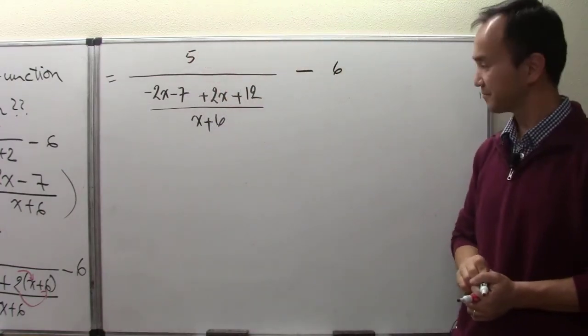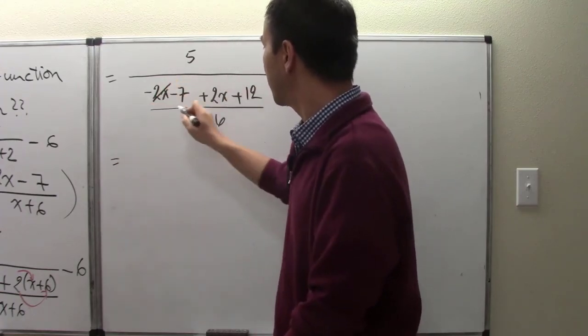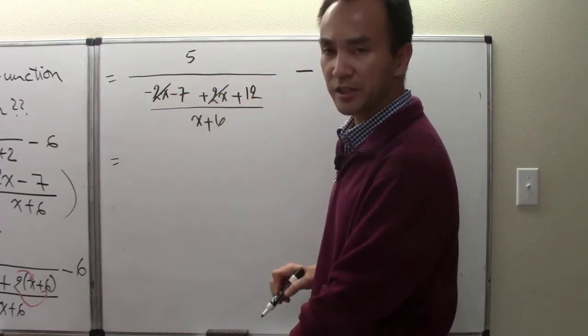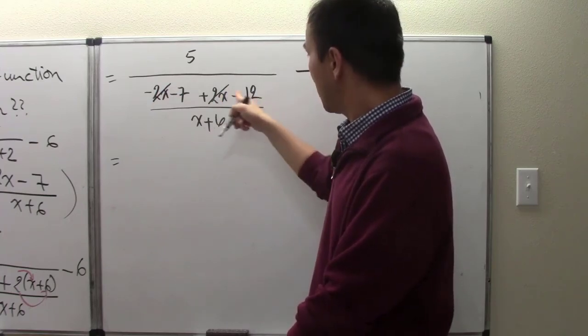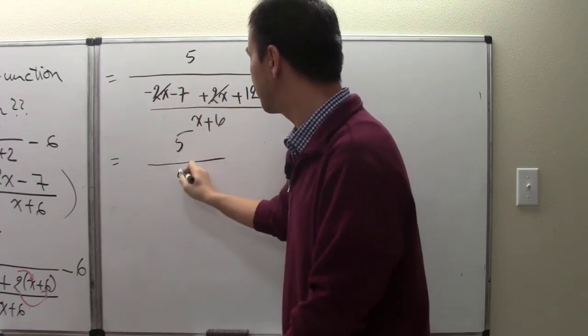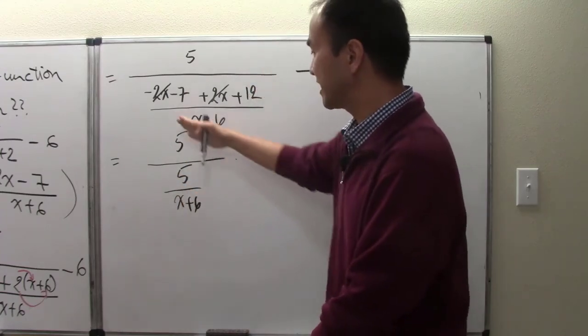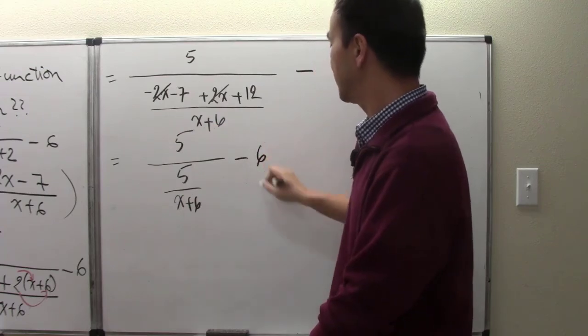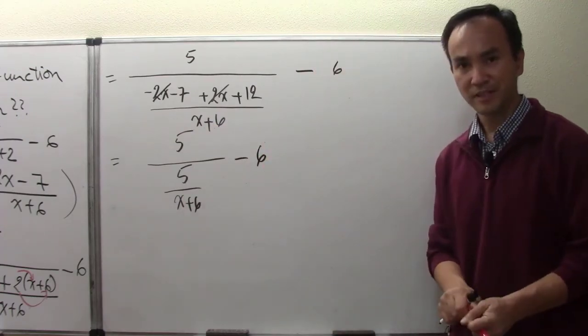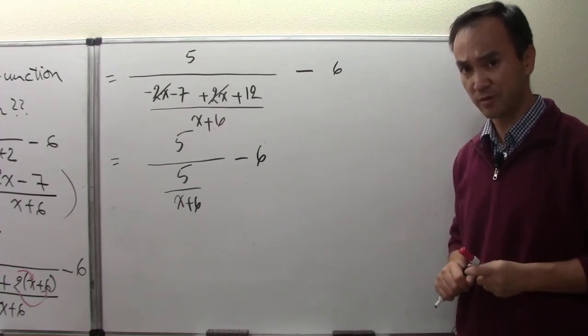All right. So in my next step, I can already see that the minus 2x and the plus 2x canceled. 12 minus 7 will end up with 5, so that's 5 over x plus 6. That's how it's reduced to. And don't forget, after this fraction, we need to subtract 6. All right, so things start reducing significantly in every step we move now.